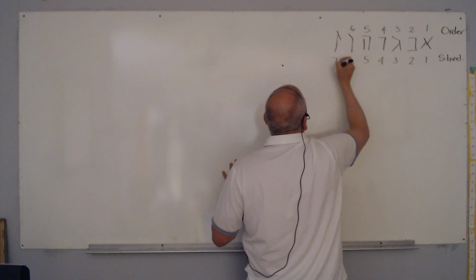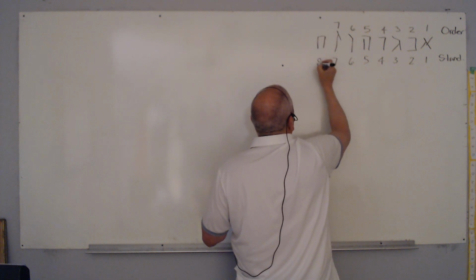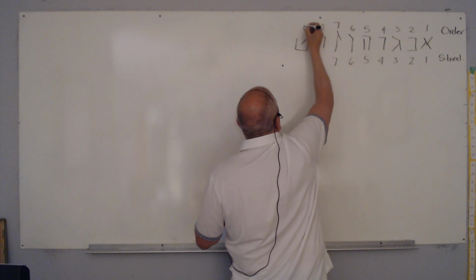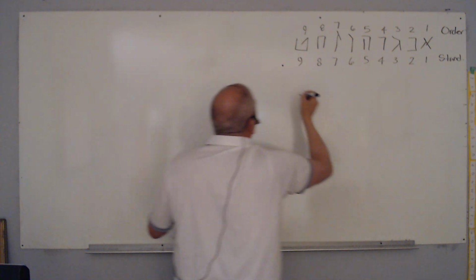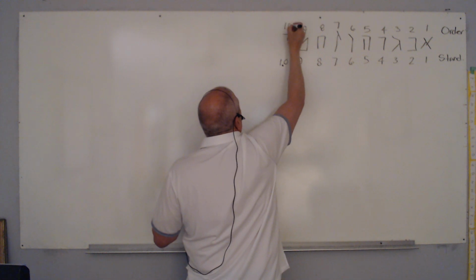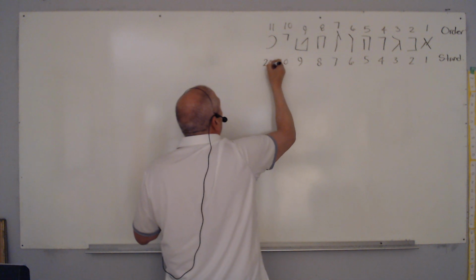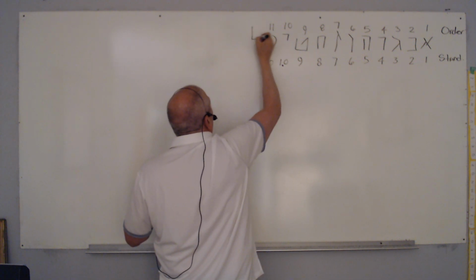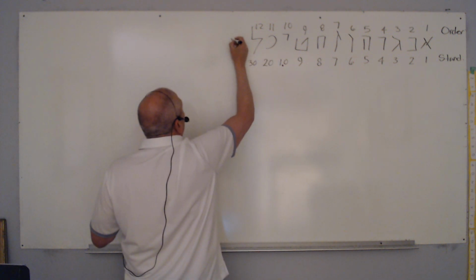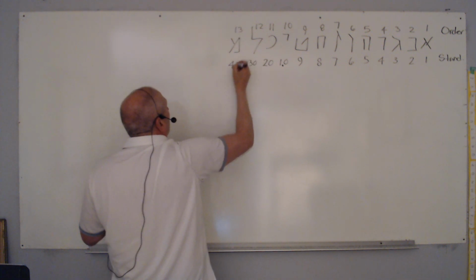Zayin, 7. Then we have Chet here, it's 8. Then we have Teth, 9. Yod is 10. Kaf is 11, but here we go to 20 for the standard value. Lamed, that's 12, it's 30. Mem, that's 13, that's 40.